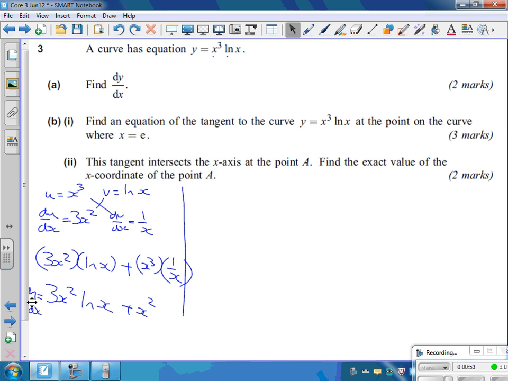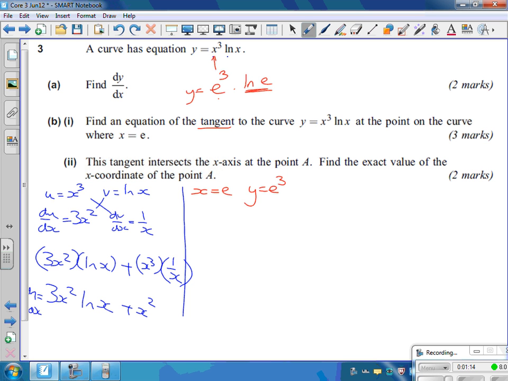Now, what are we going to do? We've now got to find a tangent, so we need 3 values for a tangent. We've got that the x number is e. Let's find out what the y number is. The y number is putting an e in here. So we're going to get e cubed times by ln e. Of course, ln e is just going to be 1, so we got e cubed.